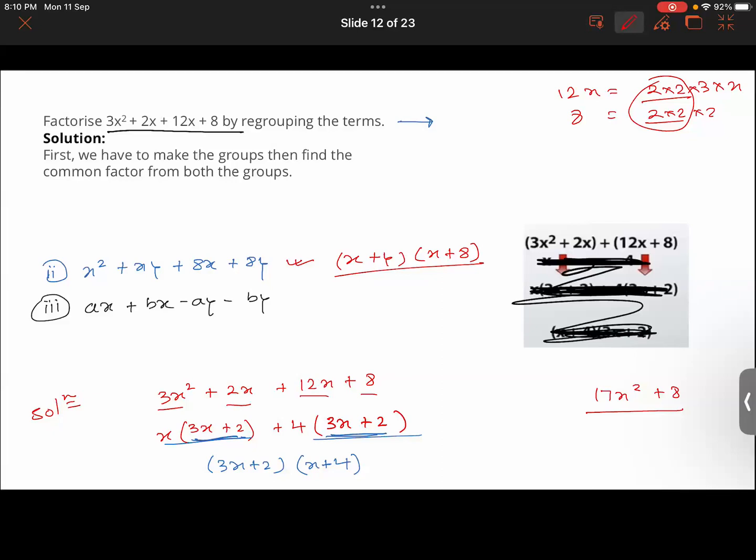Sir, I found the answer. What is the answer? It's (a plus b)(x minus y). A plus b multiplied by x minus y. Good. Yes, sir. That is correct.